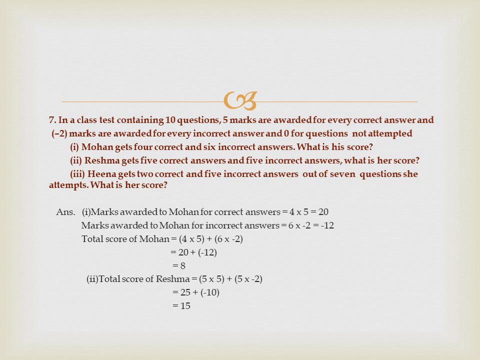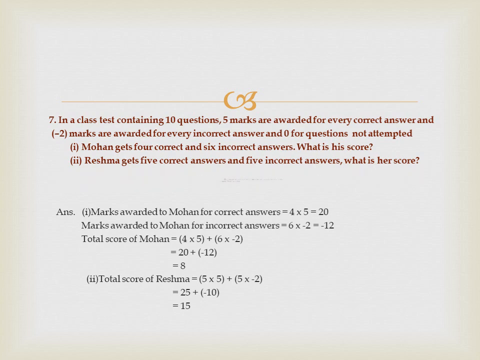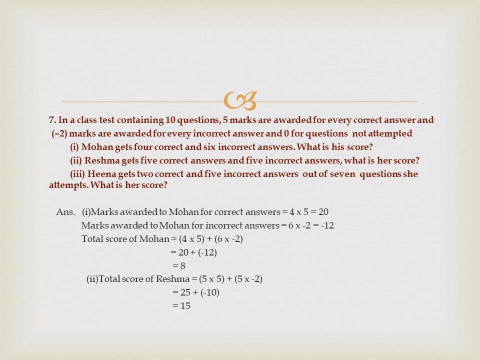Okay, the third person is Hina. Hina gets 2 corrects and 5 incorrect. But out of 7 questions she attempted. Okay, she didn't attempt all the questions, only 7 questions she attempted. Therefore, among that 2 corrects and 5 incorrect.